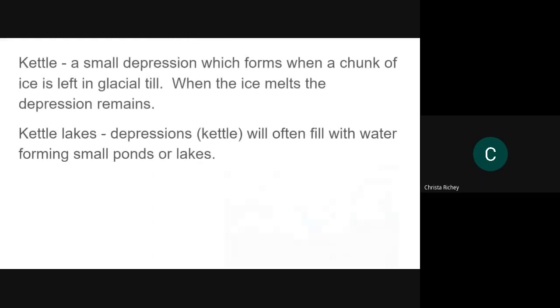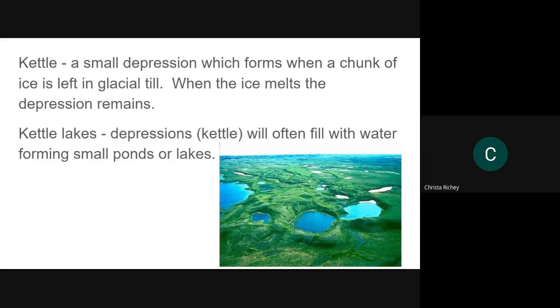Okay, kettles. Kettles are different than tarns. Tarns are lakes that are up at the origination of a glacier. The glacier has moved and it has retreated. And every now and then there's a large chunk of ice that's left behind, but that creates its own depression. As that chunk of ice melts, it creates these small circular lakes. And these things are called kettles.